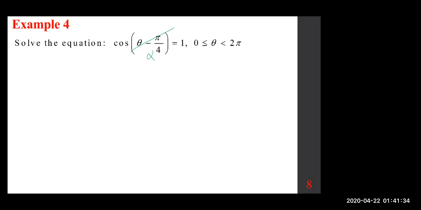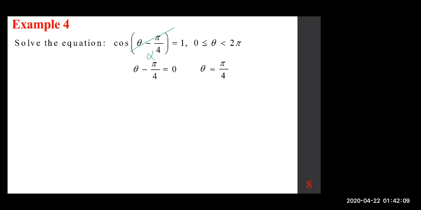When is cosine equal to 1? Remember the quadrantal angles. Remember, cosine represents what? Okay, 0. Very good. So alpha is equal to 0. That means theta minus pi over 4 is 0. Therefore, theta is pi over 4. And there's only one answer simply because in the interval of 0 to 2 pi, cosine is equal to 1 only once.